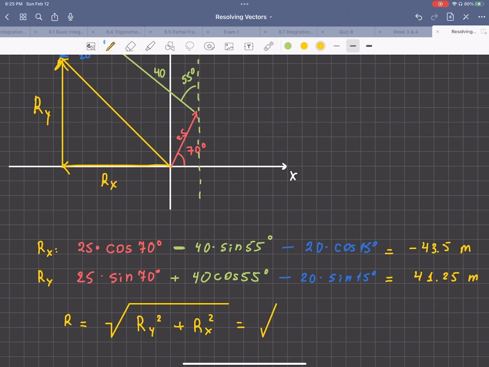So don't worry about minuses here. This one has a minus. Don't worry about that, because once you square a number, it's always going to be positive. 41.25 squared, and that is 59.9. So that is basically 60.